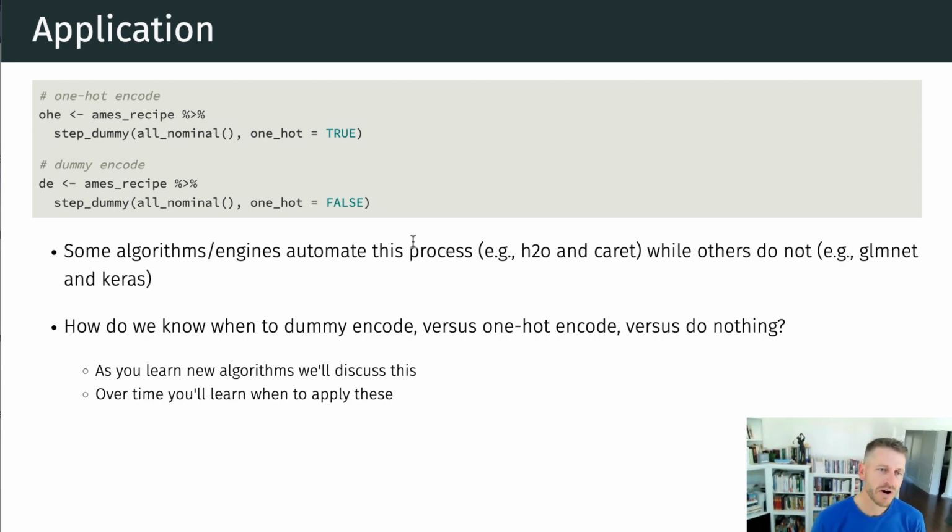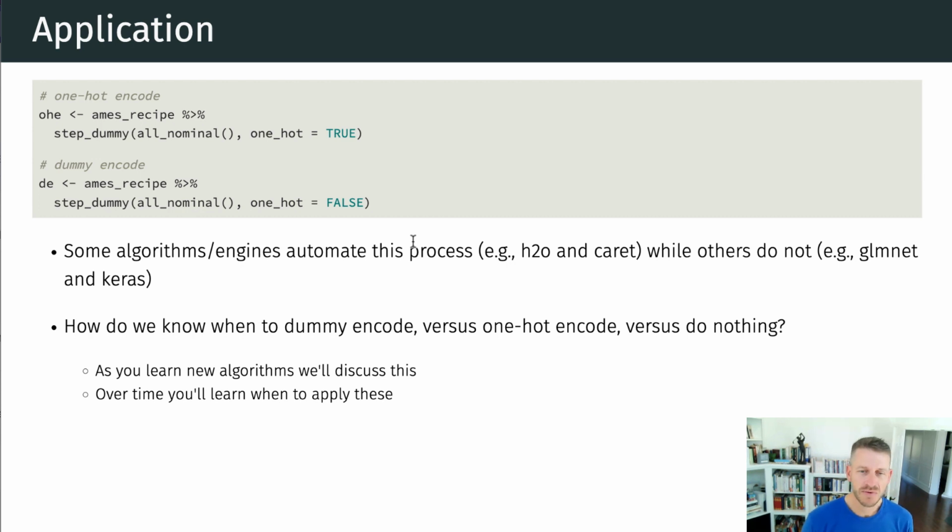Now, there are some algorithms, engines, or packages that automate this process for us. This is where it gets a little bit confusing in the R ecosystem: some packages or algorithms will automatically do some type of dummy encoding or one-hot encoding for you, where others will not. And you'll get an error saying that there are non-numeric features being used, which this algorithm cannot use. So you would have to modify.